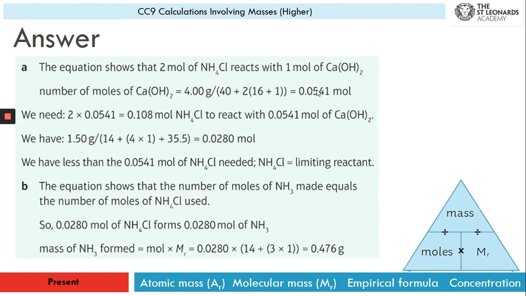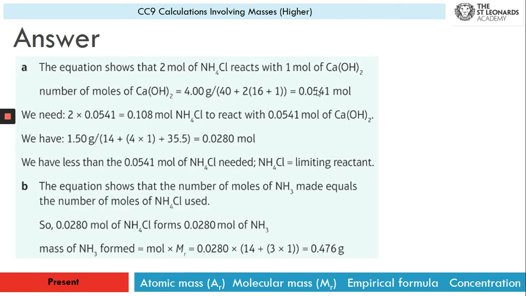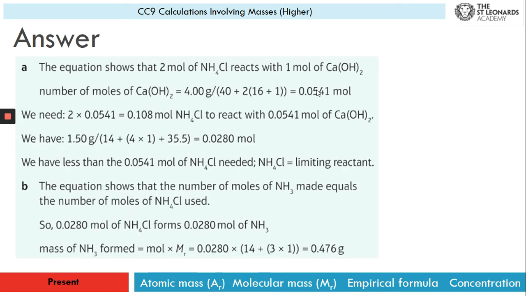Okay, so the second part, which is working out the mass of ammonia that is formed. Now, we've done all the hard calculations. You need to do that first bit to be able to do the second bit. So the equation shows the number of moles of ammonia made equals the number of moles of NH4Cl used, of ammonium chloride. You can see that on the equation there, you've got 2 NH4Cl will give us 2 NH3. So it's a ratio of 1 to 1. That's nice and easy because you don't really need to change anything. 1 mole of ammonium chloride will give you 1 mole of ammonia. So that also means that 0.028 moles of ammonium chloride will give you 0.028 moles of ammonia.